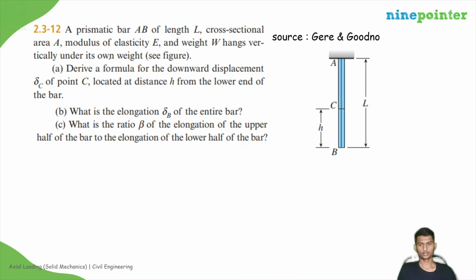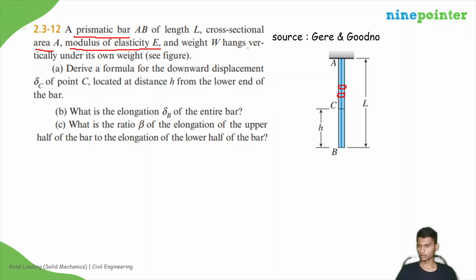If you read the question, the prismatic bar, I already said it in yesterday's previous question also. The prismatic bar is the bar which has a constant cross-sectional area. If you see here, the cross-sectional area is constant throughout the length. So that is the reason they called it a prismatic bar. The cross-sectional area is A and the modulus of elasticity is E, so only a single value throughout the bar. It means it is made up of homogeneous and isotropic material.